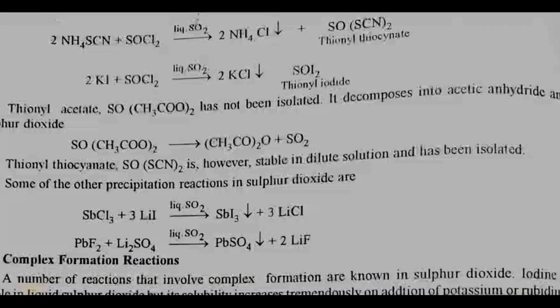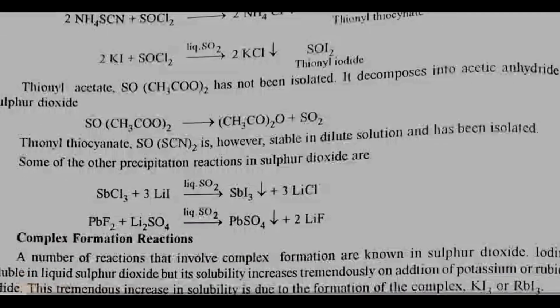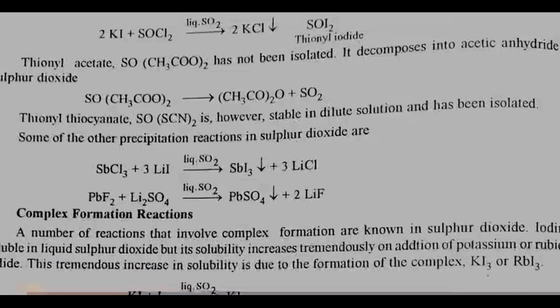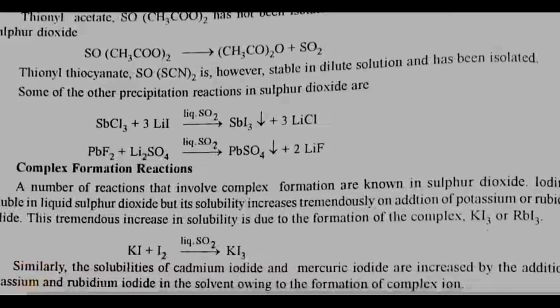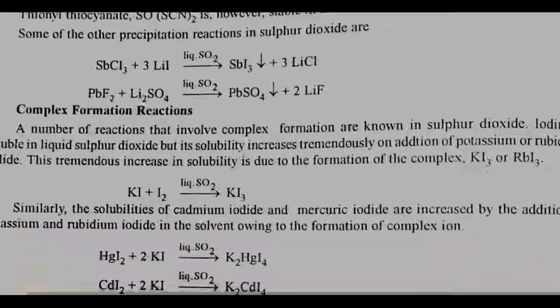2KI plus SOCl2 in liquid sulfur dioxide is equal to 2KCl plus SOI2, thionyl iodide. Thionyl acetate has not been isolated. It decomposes into acetic anhydride and sulfur dioxide. Thiocyanate is, however, stable in dilute solution and has been isolated. Some of the other precipitation reactions in sulfur dioxide are SbCl3 plus 3LiI in presence of liquid sulfur dioxide is equal to SbI3 plus 3LiCl.